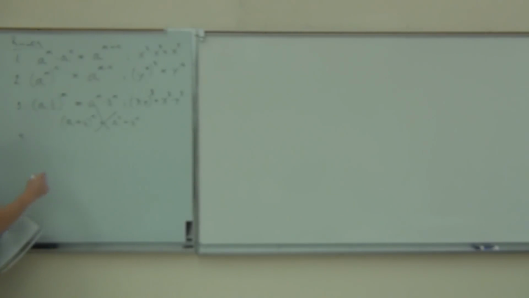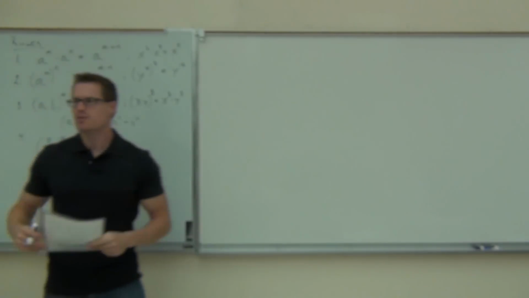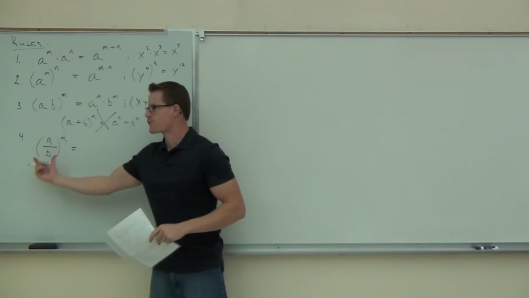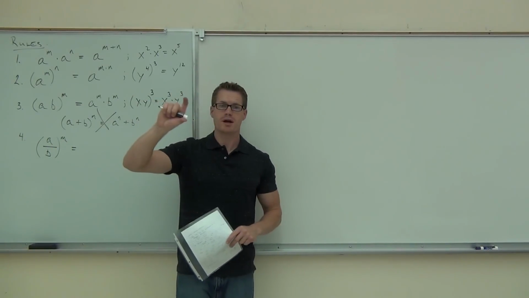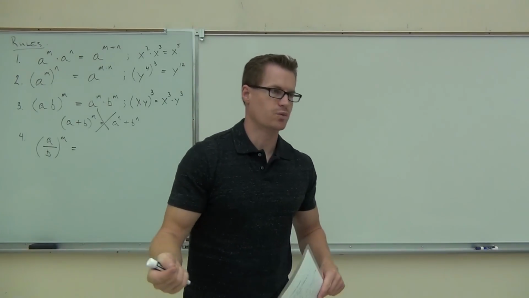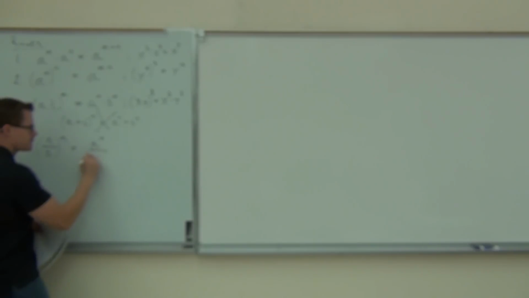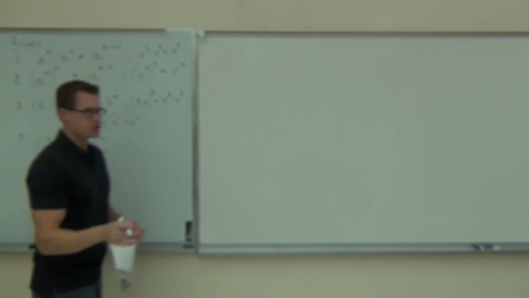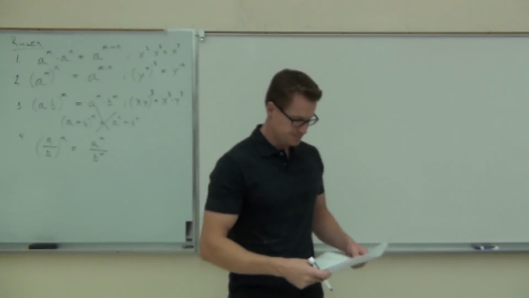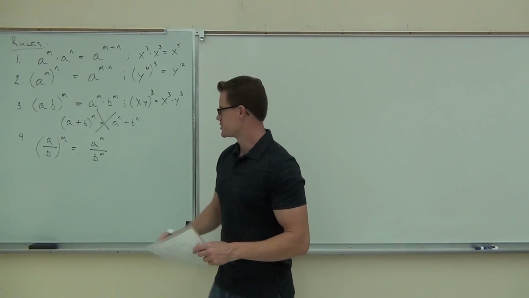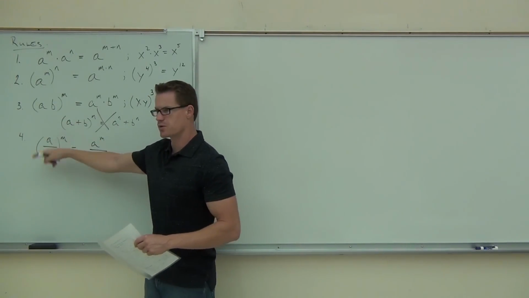Okay, back to our rules here. If I have some fraction to an exponent, just like here where we had the product raised to the n power, if I have a fraction raised to the n power, both the numerator and the denominator get raised to that power as well. We've talked about that before in this class, so we're just going to write a to the m over b to the m. It just goes to both the numerator and denominator. Very, very similar to this one. It's just you're dealing with a quotient instead of a product.